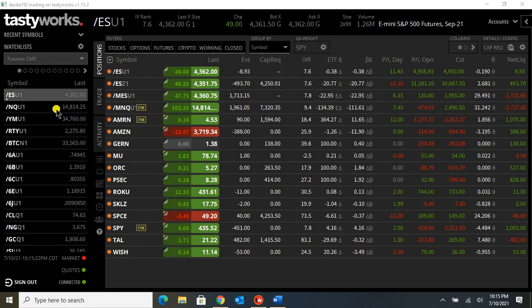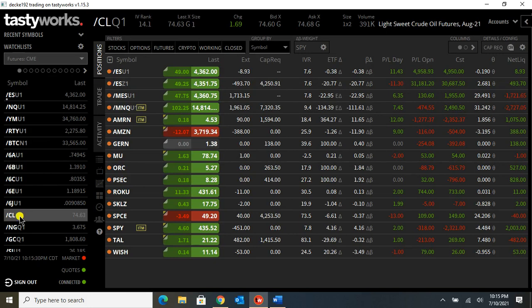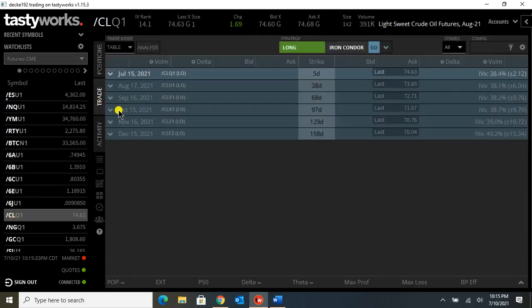Depending on the product, the expirations may be monthly or quarterly. So we're just going to use crude oil as an example. If I click on crude oil, which is /CL, and I go to the option chain here, you can see that the option chain shows which futures contract expiration it's using for each options expiration. So you can see that the July 15th option chain is looking at the /CLQ1, which we can see here is the August 21st expiration.